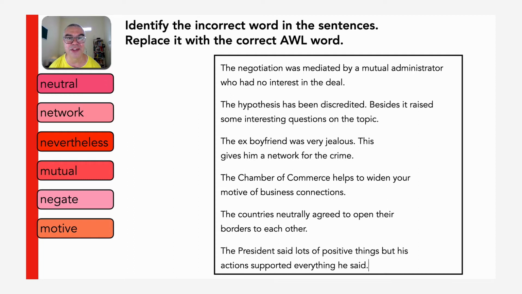Lastly, the president said lots of positive things, but his actions supported everything he said. Now, for some of these sentences, you might need to read carefully and think carefully about which word is incorrect. So don't worry about going straight on. Try to complete this practice exercise as best you can, and then you can look at the answers.